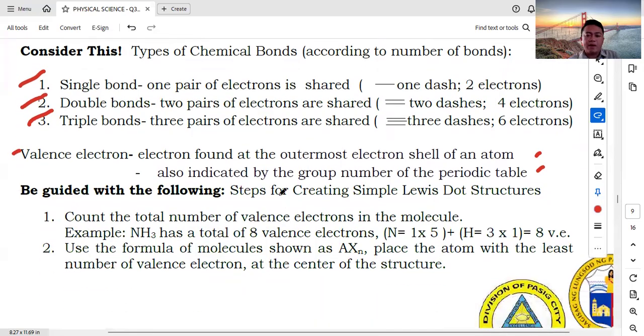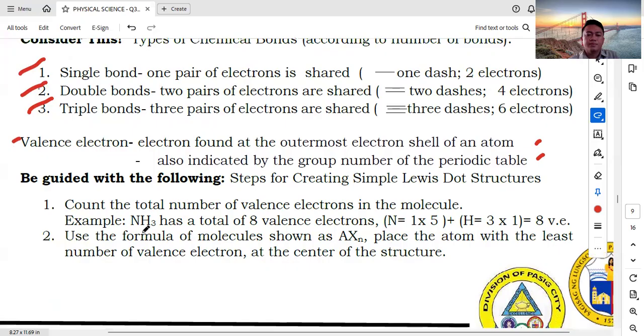So be guided with the following in terms of creating the simple Lewis dot structures. Number 1, we count the total number of valence electrons in the molecule. Example, NH3 has a total of 8 valence electrons. So 1 times 5 and then 3 times 1. So 5 plus 3, it's 8 valence electrons.